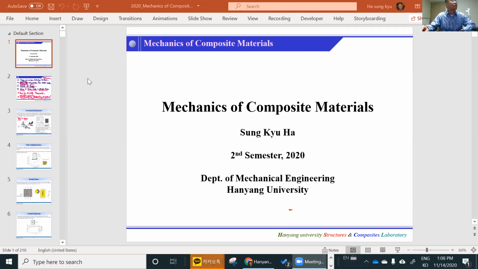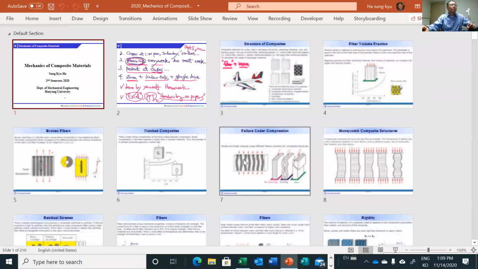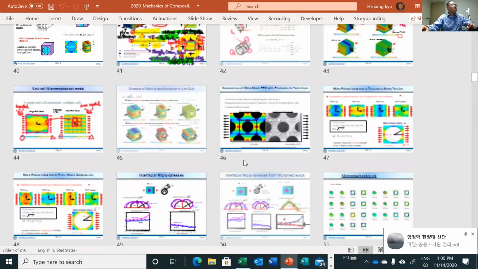Okay, today is November 14th, and we will continue the class. What we have done so far is to calculate detailed strain and stresses of each ply for the given in-plane and bending moment in the laminate with any layup sequence. It is very important.